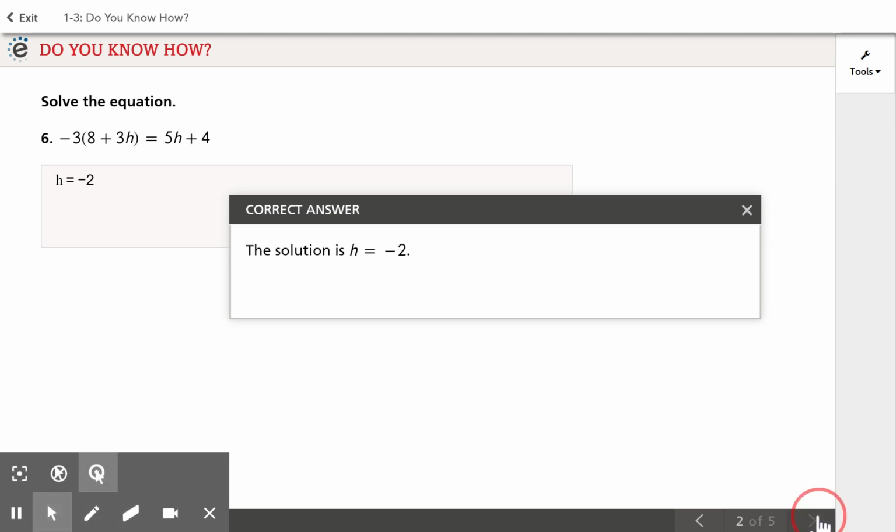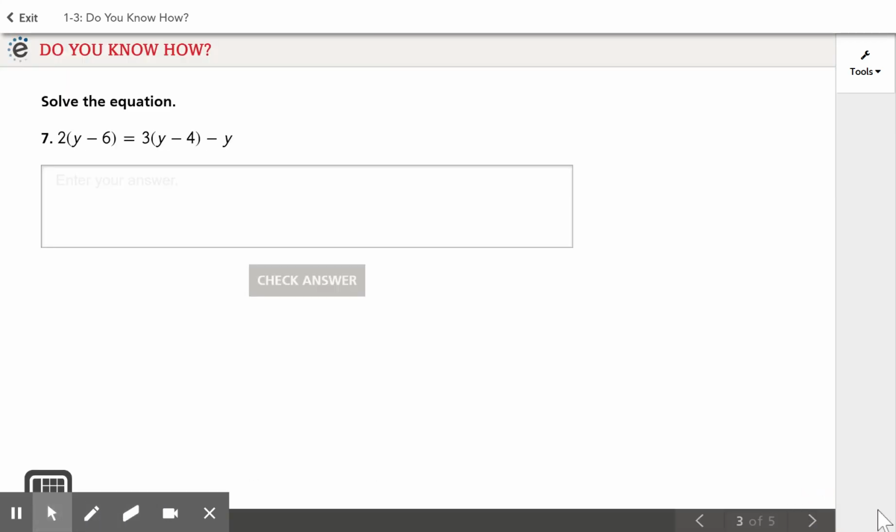All right, number 7. Now we have 2 parentheses. You can take care of both parentheses in the same step. That's okay. 2 times negative 6 is negative 12. Draw your equal sign. That 3 only goes with the y, so then it's 3y. And then it only goes with the negative 4, so that's minus 12. This negative y is not affected, so be careful.